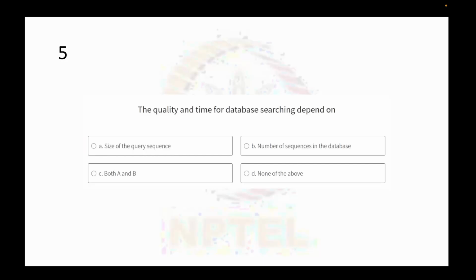So the quality and time for database searching depends on size of the query sequence, number of sequences in the database, or both A and B, or none of the above.